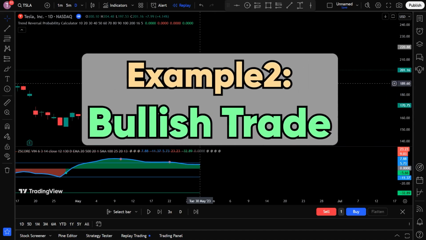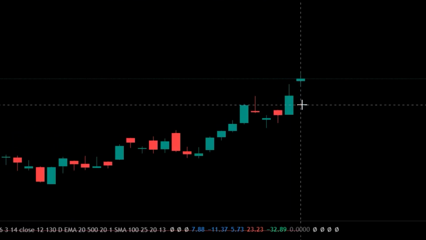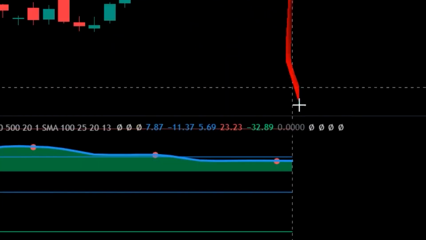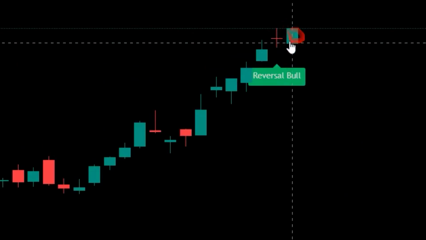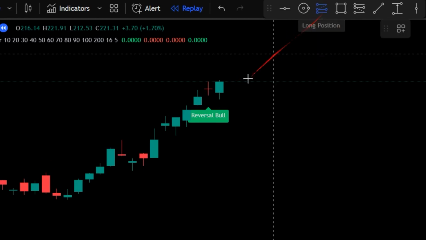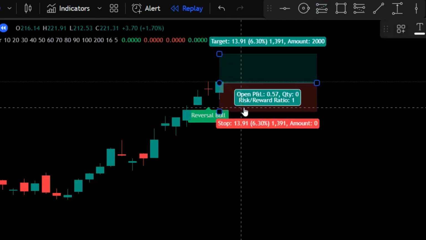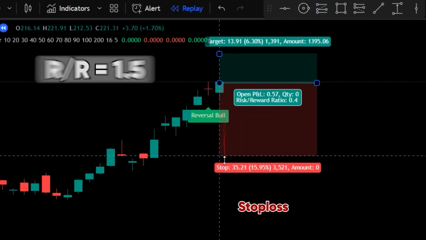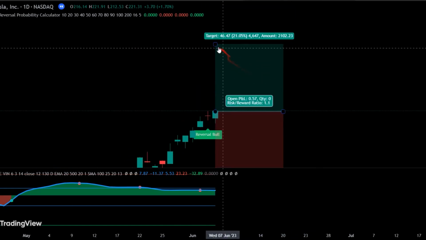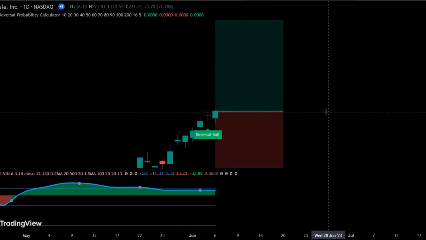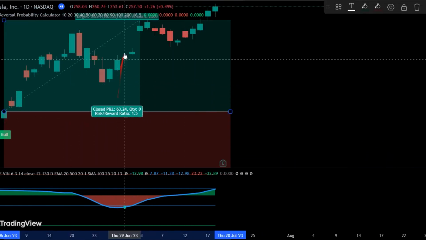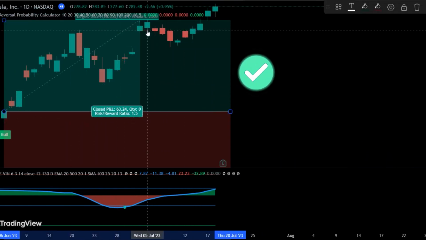Example 2. Bullish trade. The reversal indicator gives a buy signal. The EMA of slopes is green. A bullish candle forms, confirming our entry. We place a buy order. Stop loss at the previous low, take profit at 1 to 1.5 ratio. Results: trade hits our target.